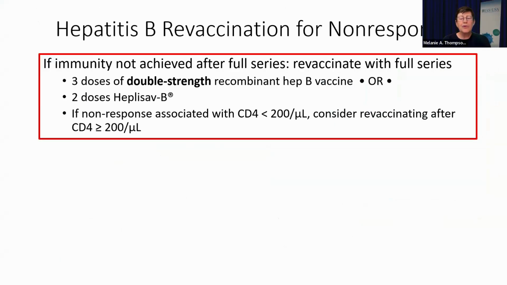So let's talk about non-response and what we might do for these folks. If immunity is not achieved after a full series, then you're going to revaccinate with a full series. So that's 3 doses of double strength recombinant vaccines or 2 doses of Heplisav B. And this is also a time when, if you think the CD4 count is going to rise, you might wait a little bit to revaccinate to give them the best chance for an immune response.